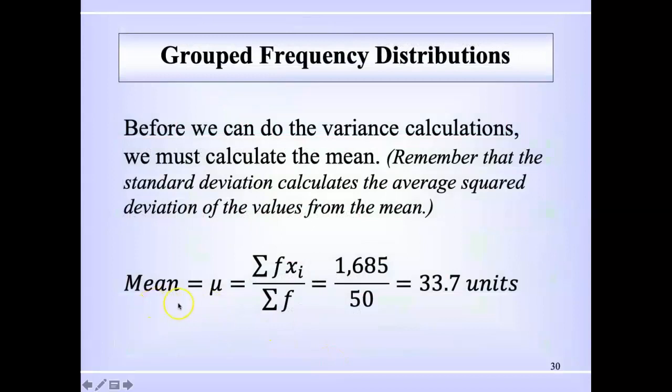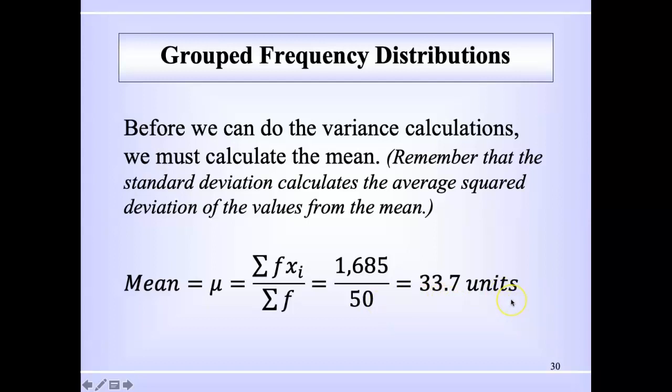So the formula says the mean is equal to, on this mu, this is a Greek sign spelled mu, which is the Greek symbol for the mean. So the mean is equal to the summation of f times xi divided by the total of the frequencies. So we already found out that the summation of f times xi is 1685. We also knew that the summation of the frequencies was 50. So 1685 divided by 50 gives 33.7.